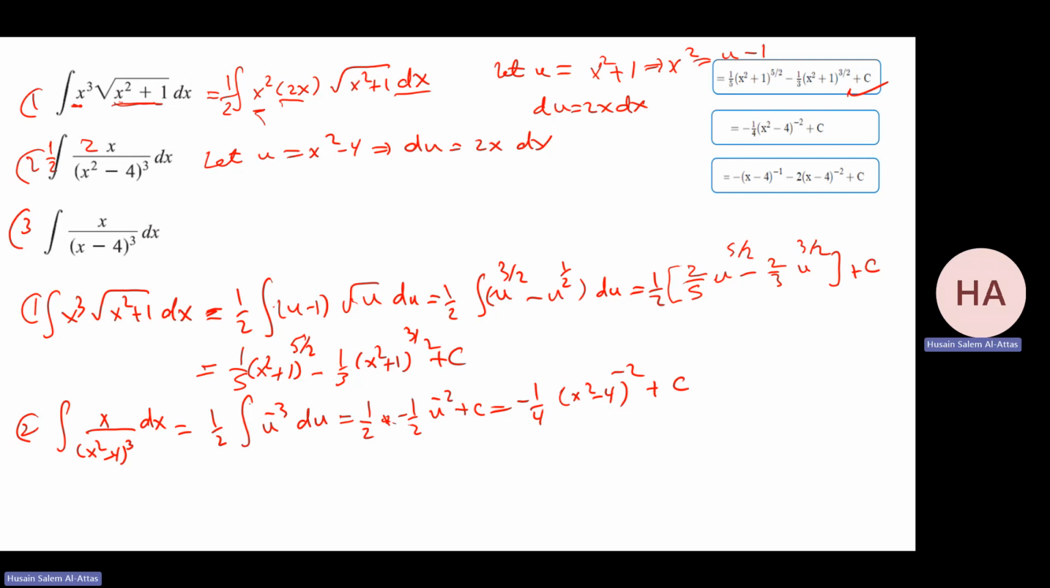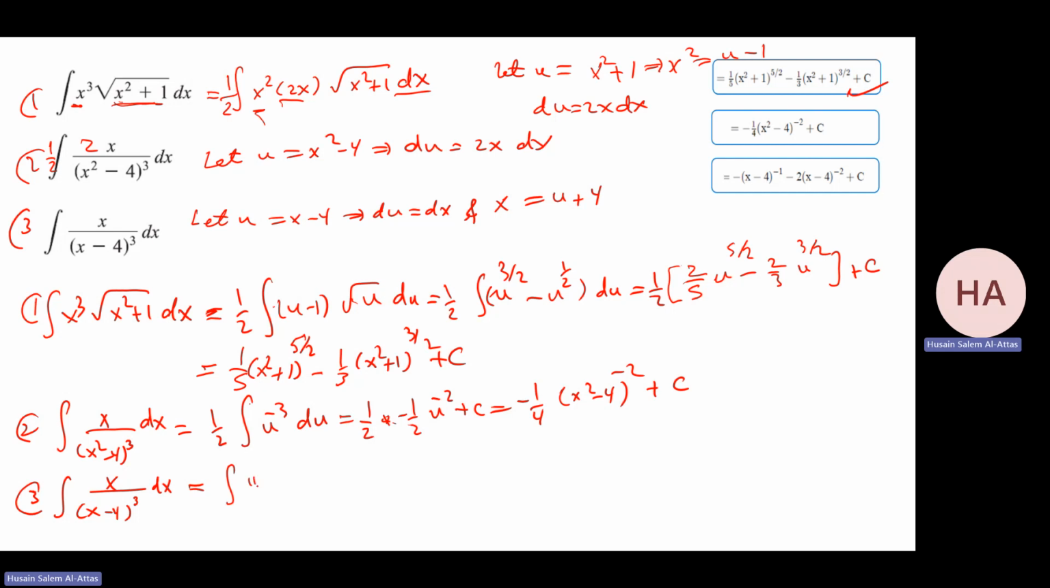What will be your u? I will let u equal x minus 4. So du equals dx. Note x will be u plus 4. So I plug these things in, so it will be the integral of x over (x minus 4) cubed dx.